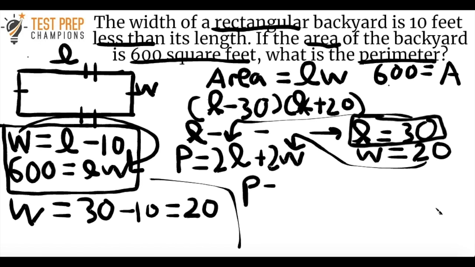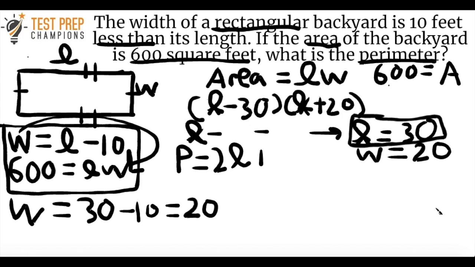So the recap again: we knew that we had to make this equation, W equals L minus 10. That equation came right from the fact that it says the width of the rectangle is 10 feet less than its length. We also knew that the area was equal to 600, and the formula for the area of a rectangle is L times W. For any rectangle, the area is just the length times the width. So we made these two equations: the width is equal to L minus 10, and the area L times W equals 600.